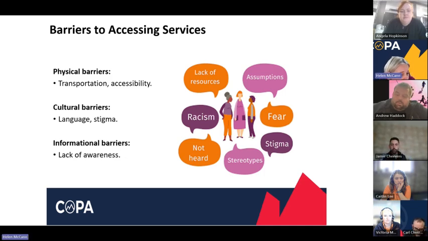And by identifying and removing these barriers, we can improve access to the services and ensure staff get the support that they need. So what other barriers do you feel you've encountered in your own workplace? Andrew?